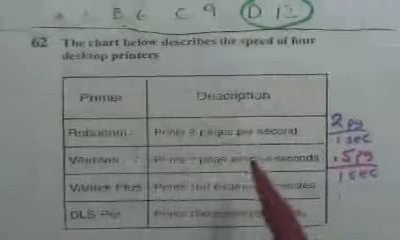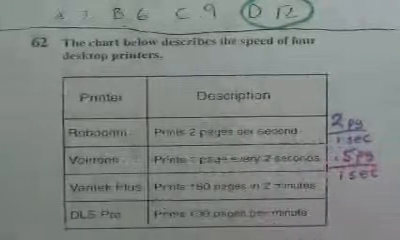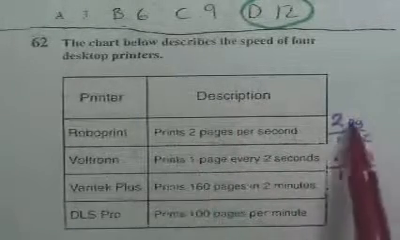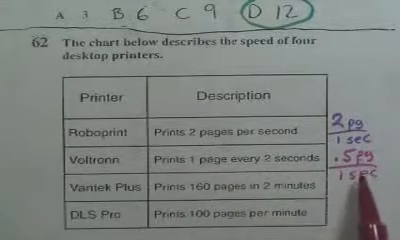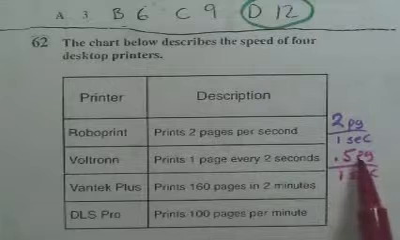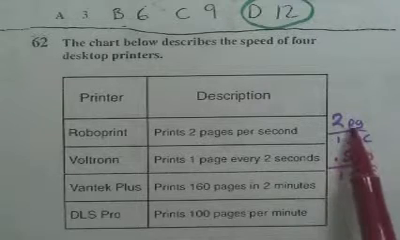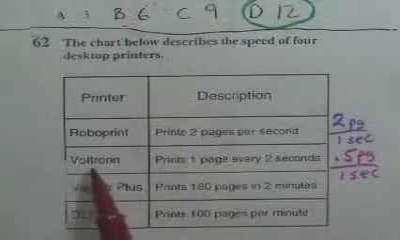Number 62, you've got to figure out which printer is the fastest. The first one, 2 pages per second. The second one, about 0.5 pages per second. That's half a page, so it's slower than that one. So we know it's not Voltron, whatever that is. So it's not the letter B. That's out.